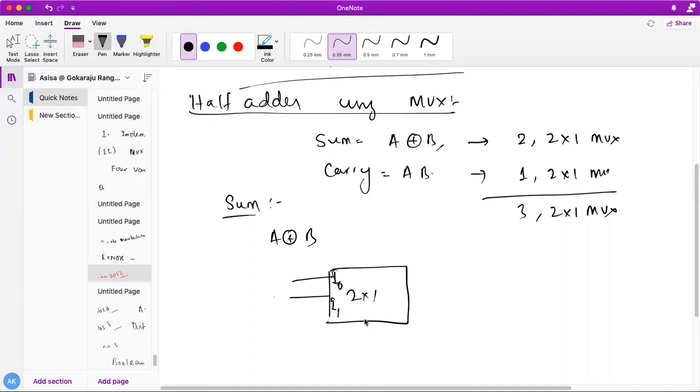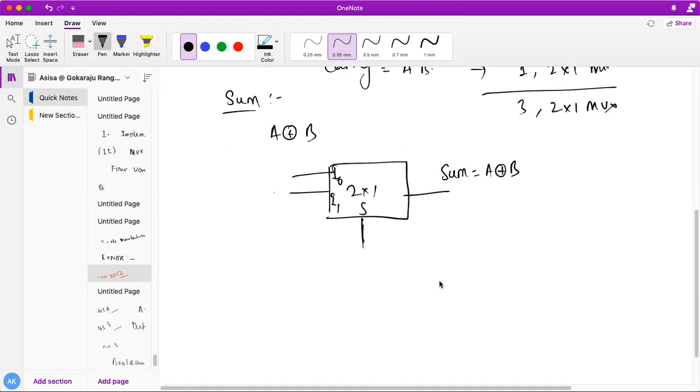Next, this is my select line, and this is my output. I am expecting sum here, which is nothing else but A XOR B. Okay, so now all of you know A XOR B, how we have implemented it using muxes. This is my B bar. Again for B bar, I have taken another mux over here, which is actually a 2x1 mux. So this is my B, and this is my 1 0, which gives me B bar.